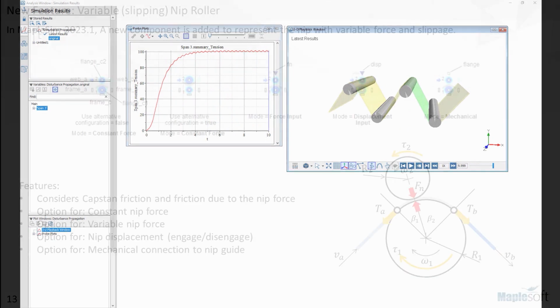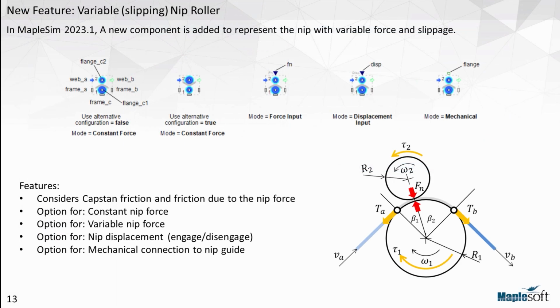Okay, so now I'm going to move on to the next feature, and that is a new component, not a feature, just a component, completely newly developed for the 2023.1 version of Web Handling Library. And this is a variable nip roller, which can act as a nip roller with a slippage. So far, the nip roller that we had in MapleSim in previous releases did not include slippage. So it was always considered to have enough normal force that no slippage occurred. But if that's not the case and you want to explore what will happen if the nip slips, then this component would be replacing the nip roller in your model.